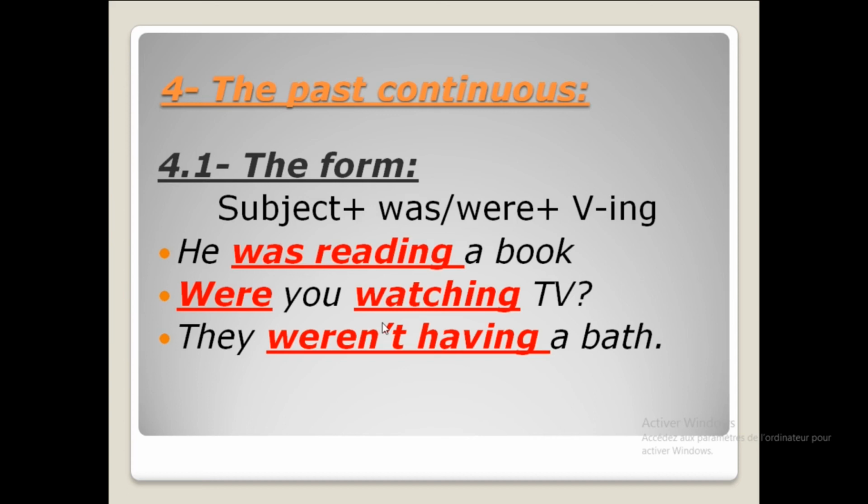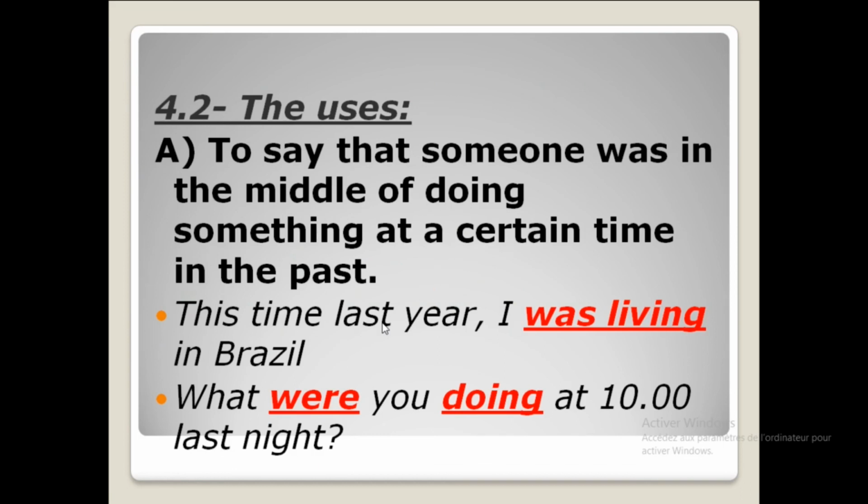Next, the past continuous. How do we form the past continuous? Subject plus was or were plus verb plus ing. He was reading a book. Were you watching TV? They weren't having a pet. When do we use it? So A, to say that someone was in the middle of doing something at a certain time in the past.